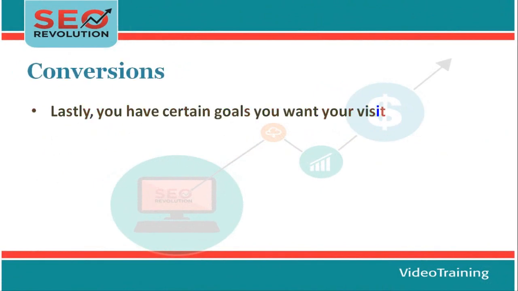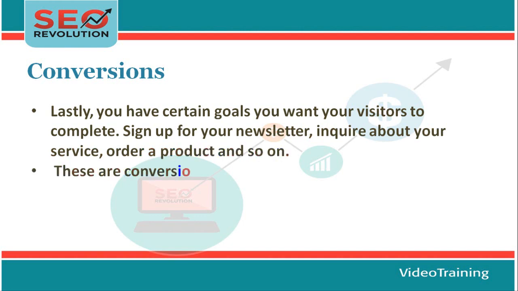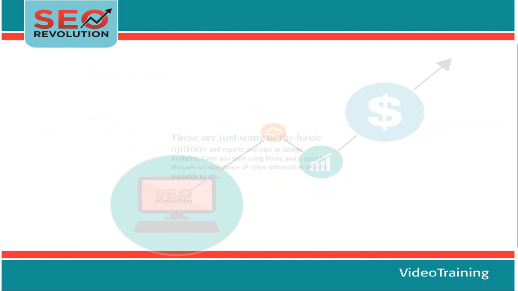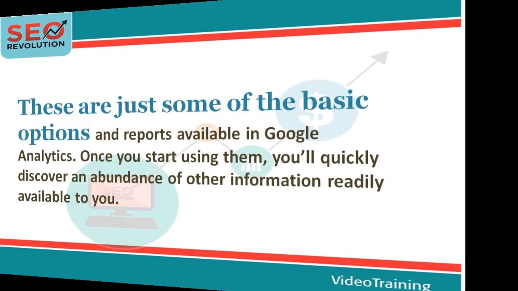Conversions. Lastly, you have certain goals you want your visitors to complete: sign up for your newsletter, inquiries about your service, orders, a product, and so on. These are conversions on your site, and this report can show you when, where, and how that happened. These are just some of the basic options and reports available in Google Analytics. Once you start using them, you'll quickly discover an abundance of other information readily available to you.